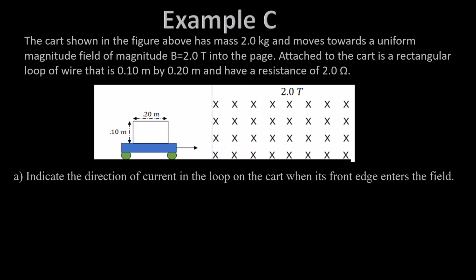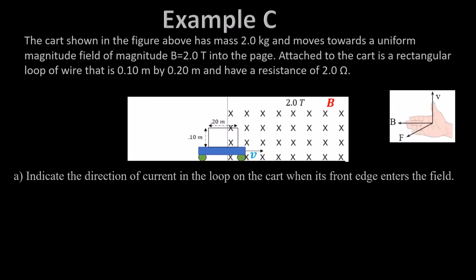Attached to the cart is a rectangular loop of wire that is 0.1 meters by 0.2 meters, and there's a resistance in that wire of 2 ohms. Indicate the direction of the current in the loop when the front end of the loop, so just the front wire there, enters the field. This is just a right-hand rule question. So since the wire is a conductor, this front wire here has free charges in it. And again, it's electrons that are moving, but we'll say there's free positive charges. And because the cart's moving to the right, those charges are moving to the right.